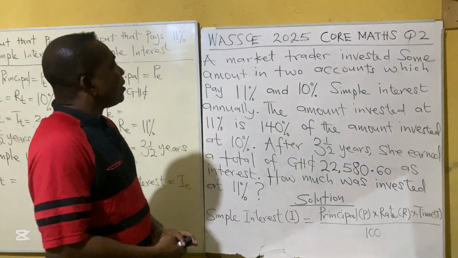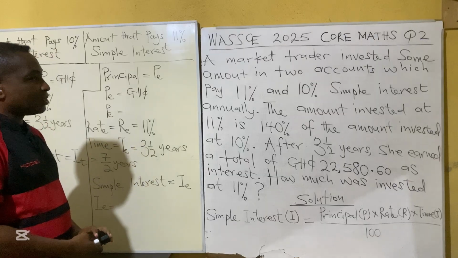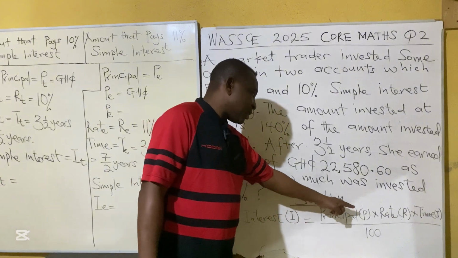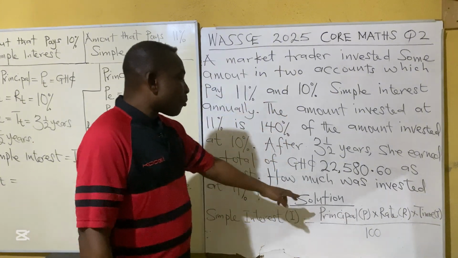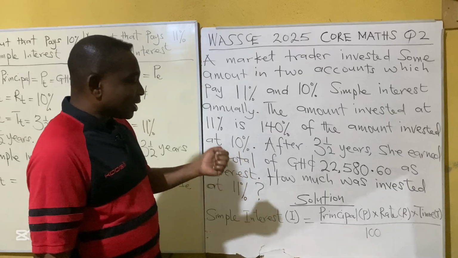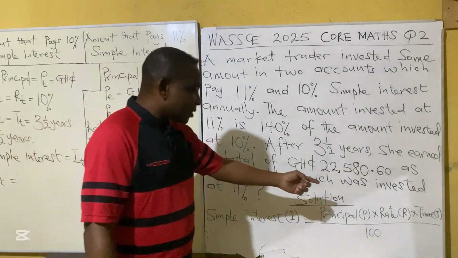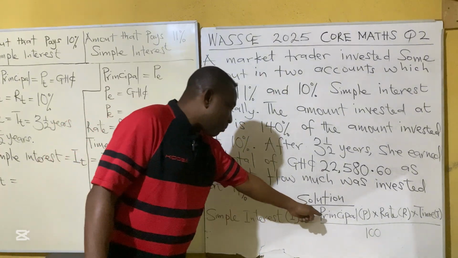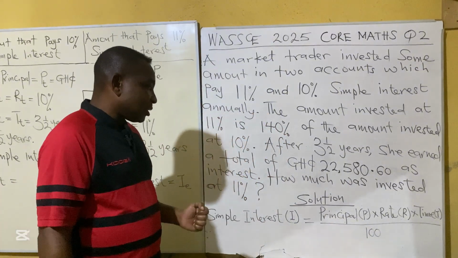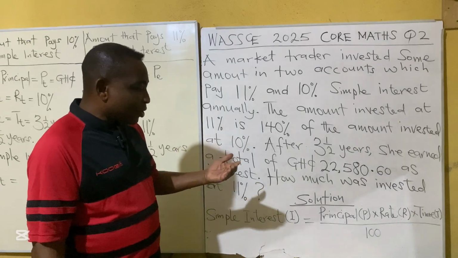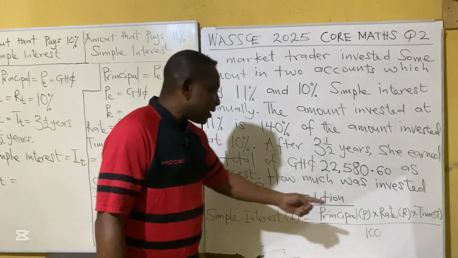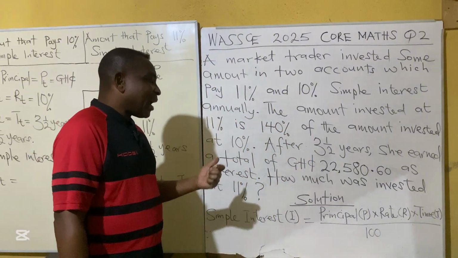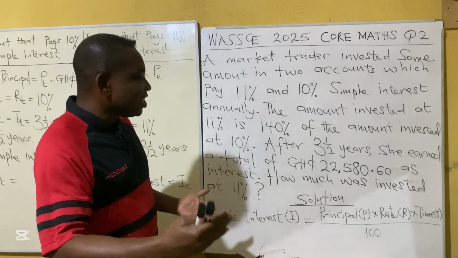Solution. This question is on simple interest. The formula for simple interest is principal times rate times time all over 100. Principal is the amount of money that was invested. Rate is the calculation on the principal to earn the interest, and the rate is always expressed as a percentage. Time is the time taken to yield the interest, and the time is always in years.